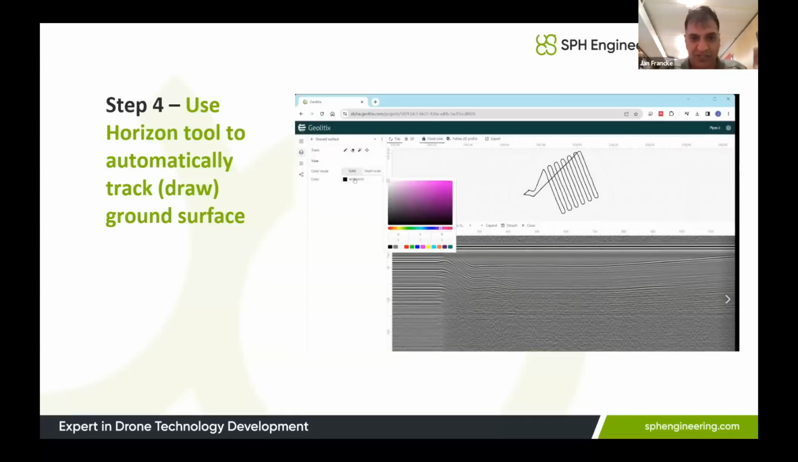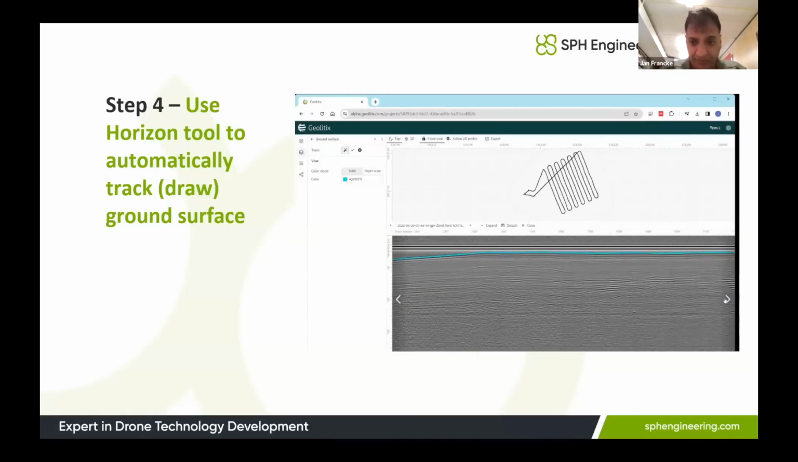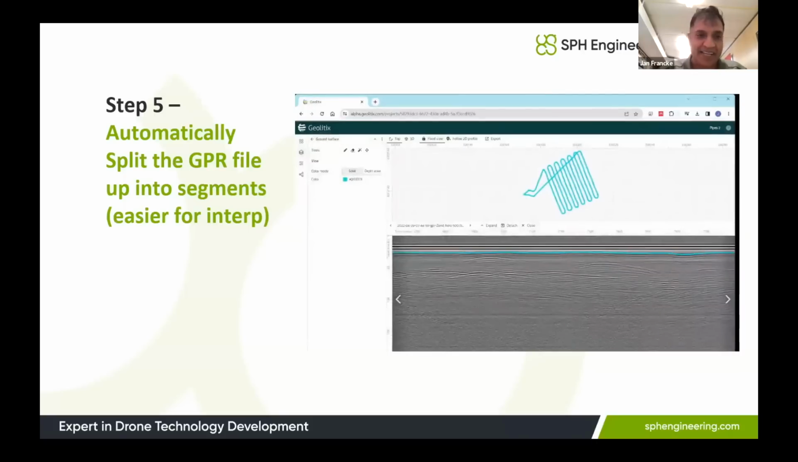So you name it ground surface, you give it a color, and you just click on it a couple times and it chases it, right? So you don't have to draw it in by hand. It does it automatically. Great, easy. That's our first step.